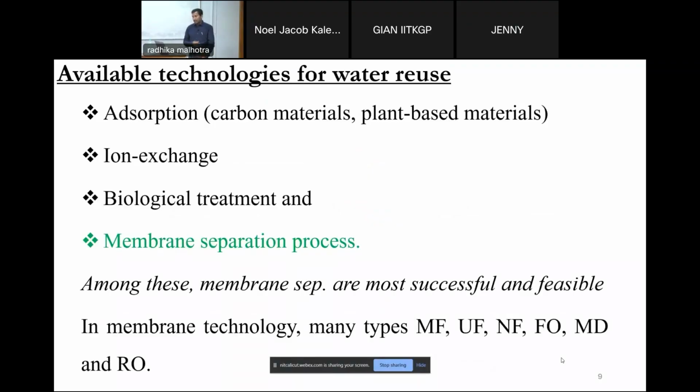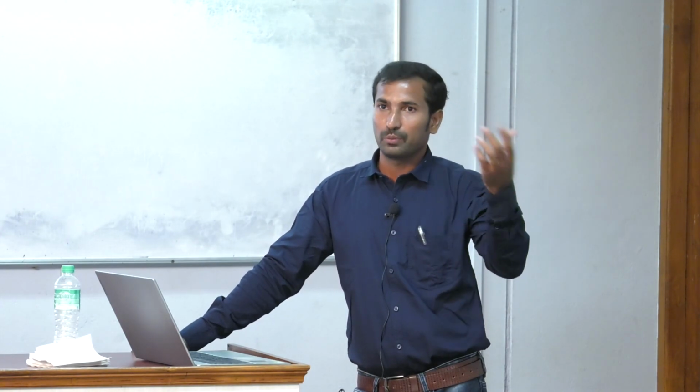So let me go to what is the solution. Of course, you know, there are many available technologies, and there are certain steps of treatment. I want to highlight the membrane separation process, because it is the most successful and feasible technology, and also energy efficient in large scale applications. There are many other treatments like adsorption, ion exchange or biological treatments, but still the most effective treatment process is membrane separation.